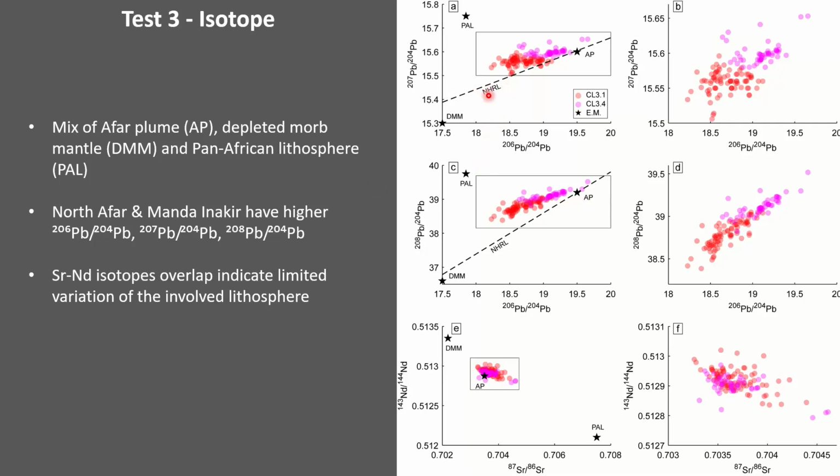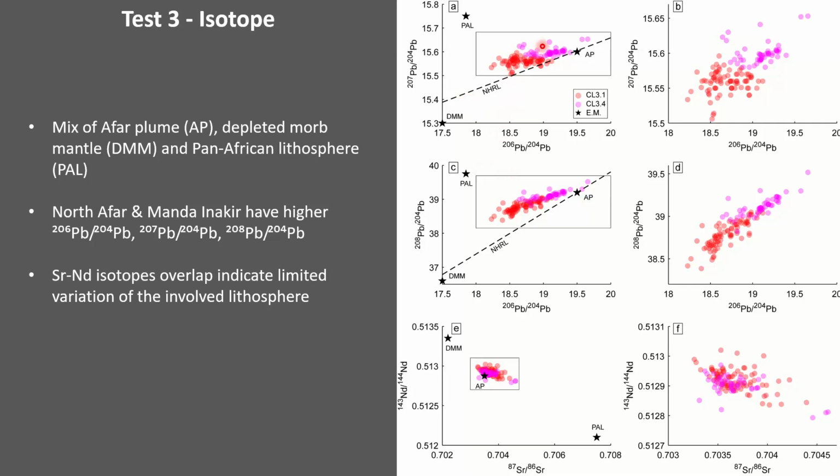Here we have the classical isotopic graph, so lead 206 versus 207, lead 206 versus lead 208, and here instead we have strontium versus neodymium. On the right we have the zoom of these boxes here, and in here we have also the main mantle end-members used in Afar, so the Afar plume, the Pan-African lithosphere, and the classical depleted MORB mantle. Overall, the sample as suggested in literature are a mix between these three end-members, but we saw a clear distinction between the two groups.